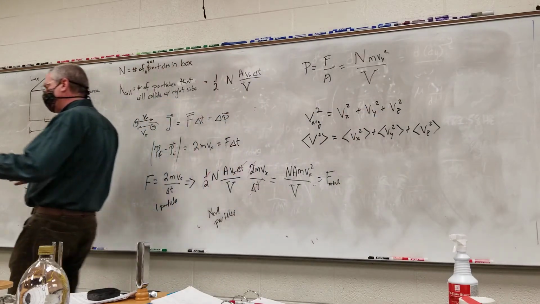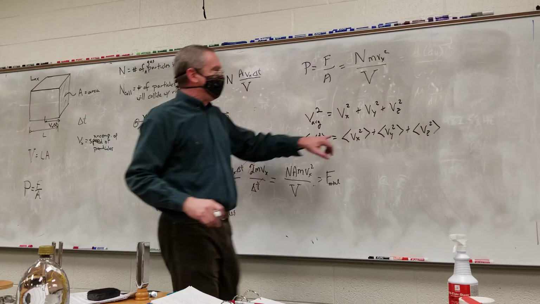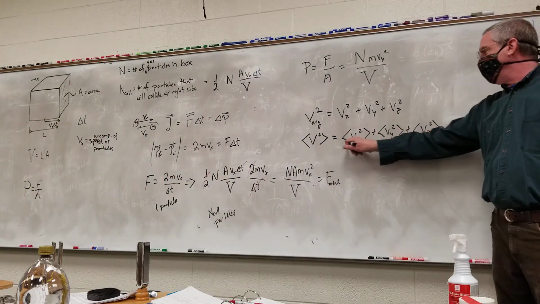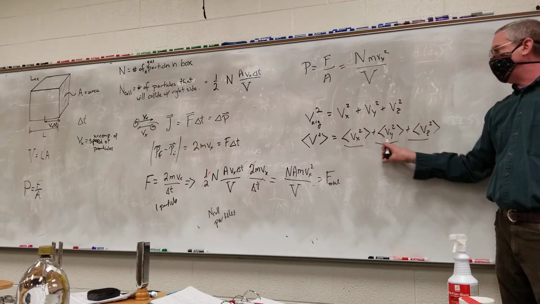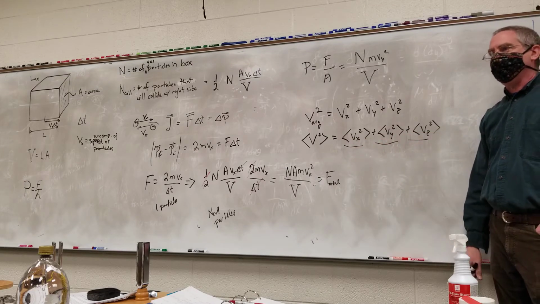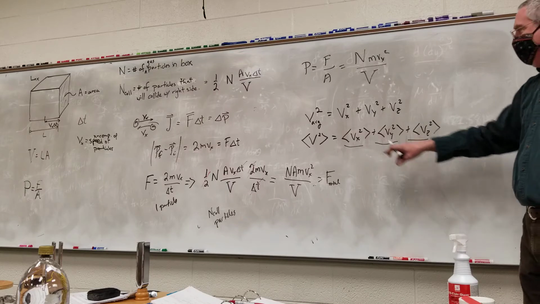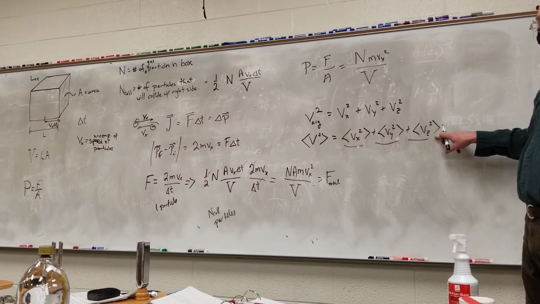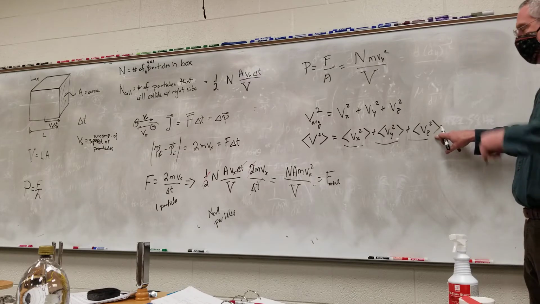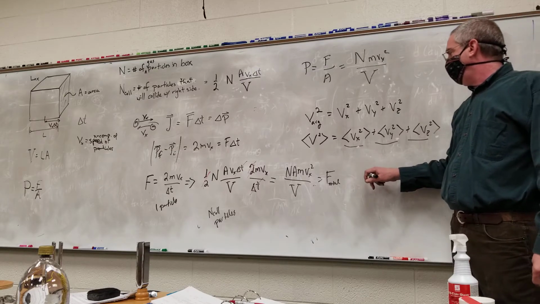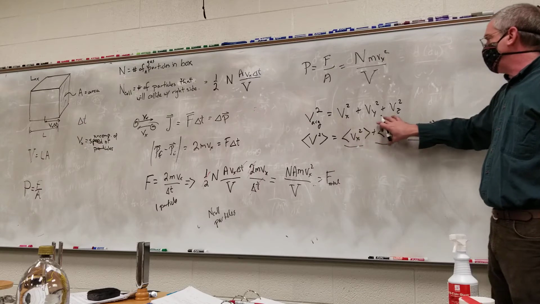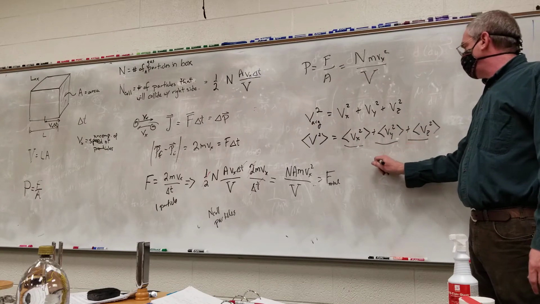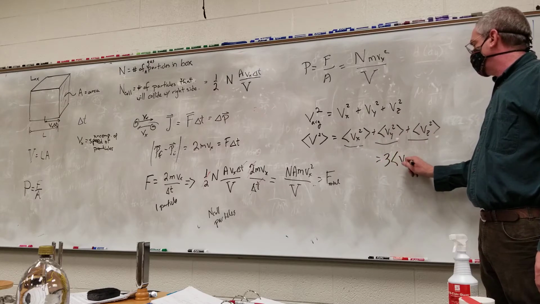Although we originally were looking at Vx, recognize that Vx here is only part of the total speed, and there's no reason to think that any one of these is greater than another. If we do have just random motion in there, the average Vx squared value should be equal to the average Vy squared value, which should be equal to the average Vz squared value. So these three things on average, statistically speaking, should be the same. And so this is equal to 3 times the average Vx squared.